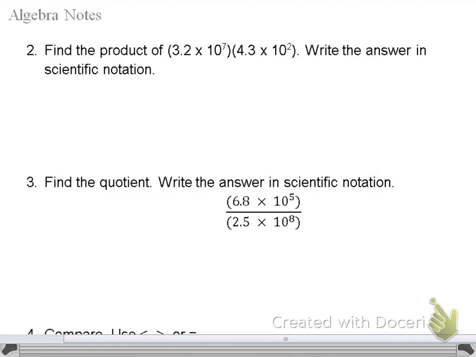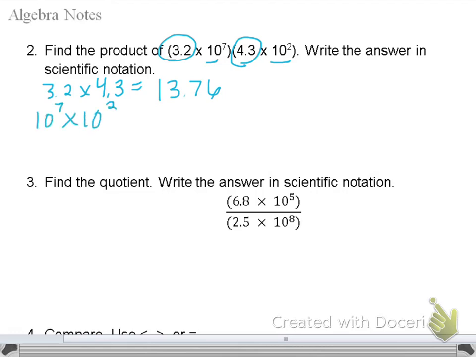So when you multiply two numbers in scientific notation, you can first multiply their decimal numbers and then multiply the exponents of 10. So 3.2 times 4.3 equals 13.76. And 10 to the 7th power times 10 to the 2nd power. Remember the exponent rule that when you're multiplying numbers with the same base, you add their exponents. So that's 10 to the 9th power.